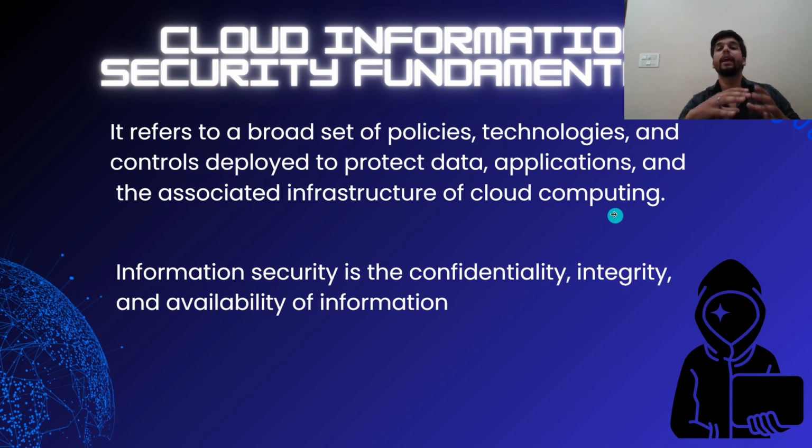Also the infrastructure means it is in the data centers, right? So they also need security, right? And the associated, that is the infrastructure of cloud computing, right? Information security is the confidentiality, integrity and availability of information. This means what is information security? It is the confidentiality, integrity and availability of your information.